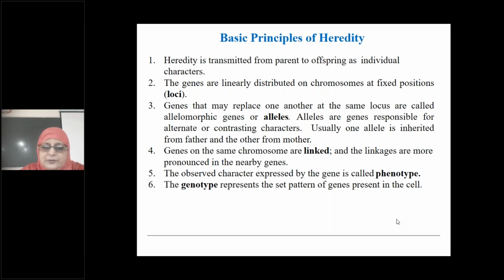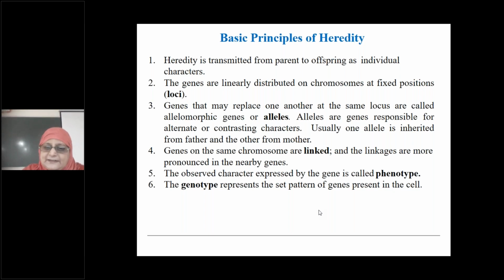Usually one allele will be inherited from the father and another one from the mother. So the meaning of this is that for each gene you'll have at least 2 alleles. One will be inherited from the father and one from the mother. And it is not compulsory that both these alleles be exactly the same. Now genes on the chromosomes are linked and the linkages are more pronounced in the nearby genes.